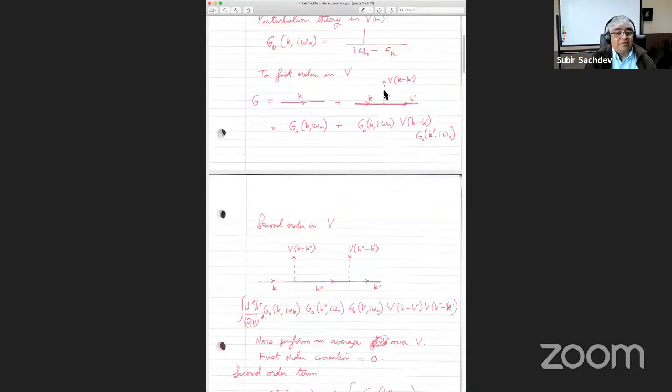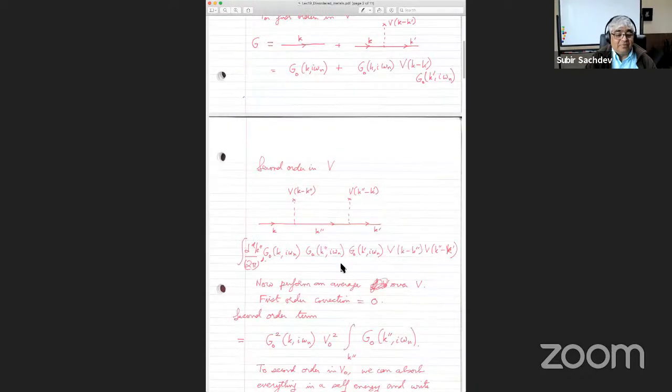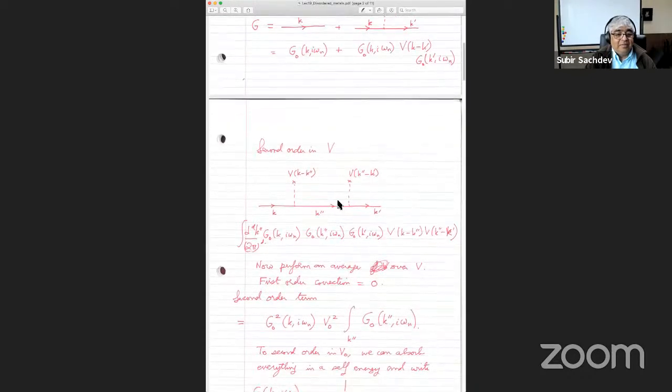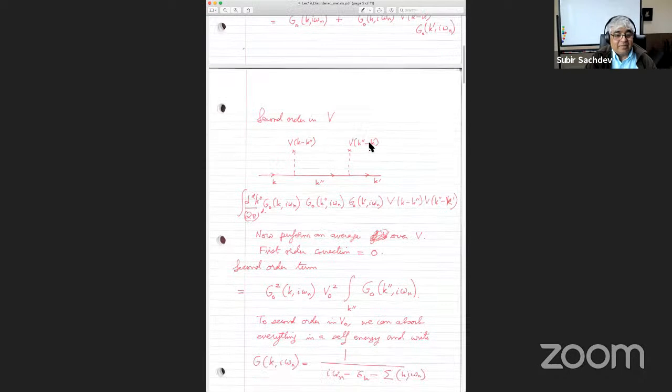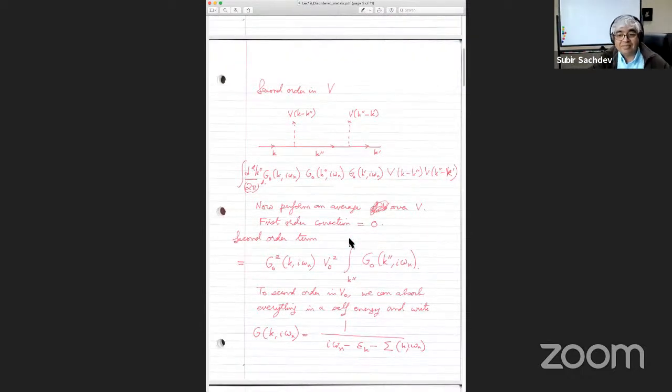So then the first order term vanishes, and the second order term gives you a non-zero value. Basically, what happens is that these two get correlated to give you a non-zero value. And then now, can you see my board at the same time? I guess you can.